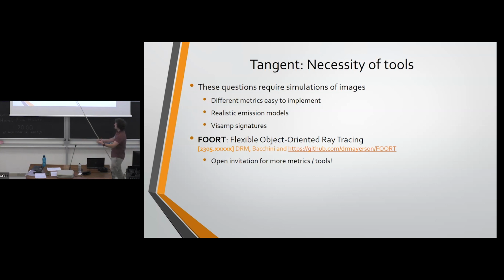This is exactly the reasoning behind this ray tracer that we've been working on for a few months now, where we really want to make it very easy: you have a nice four-dimensional object with some metric, you put it in the ray tracer, it's very easy to implement the metric, and then you can do a variety of emission models and get the visibility amplitude directly out of it, and extract the signatures. First of all, it's an open invitation if you have more metrics that you would like to plug in. But I think an important step for our community, the Beyond GR community, is to really think about how we can build such tools for phenomenology. I think it was Vitor who said this: we need to be able to simulate the observations for our objects, to make contact with this world.